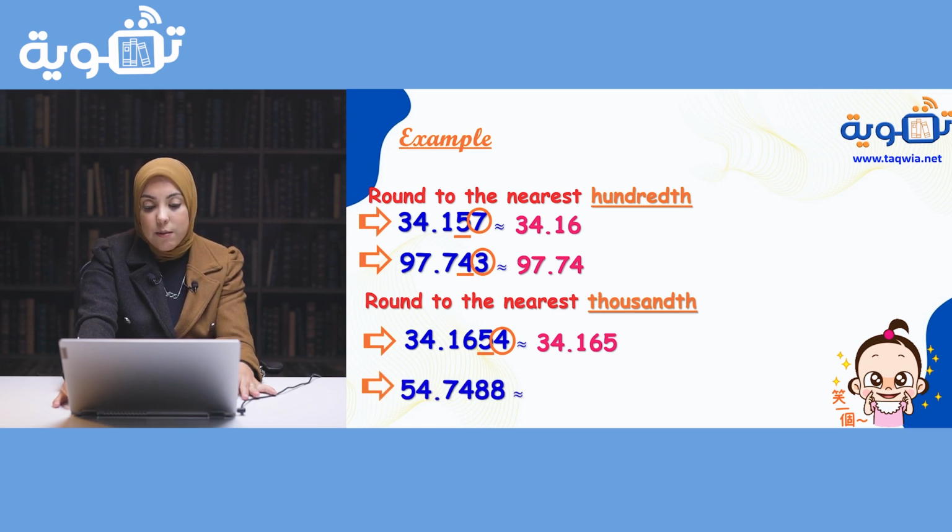Let's take another example. We have 54.7488. Where is the thousandths place? Here it's 8, and circle the other 8. 8 is strong, so we have to raise the score.